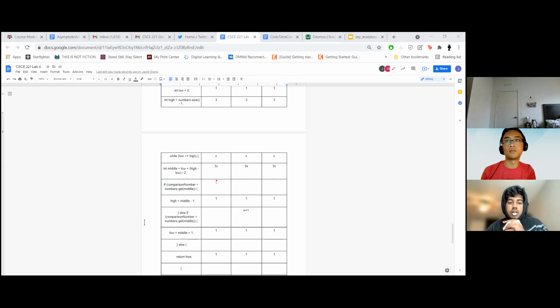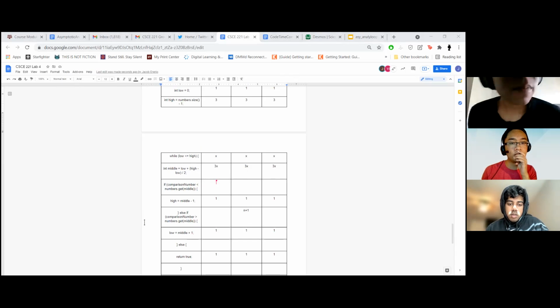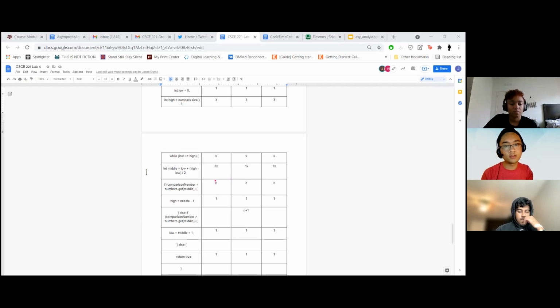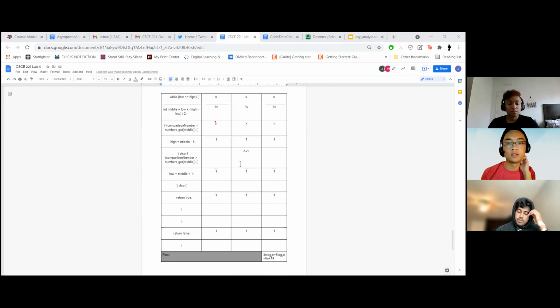So if comparison number less than numbers.get middle, is this still in the loop? Yeah, that is all still in the loop. They're all in the loop until return false. Return false is the only one not in the loop at the bottom. So everything should be run X times, or something like that. Okay.